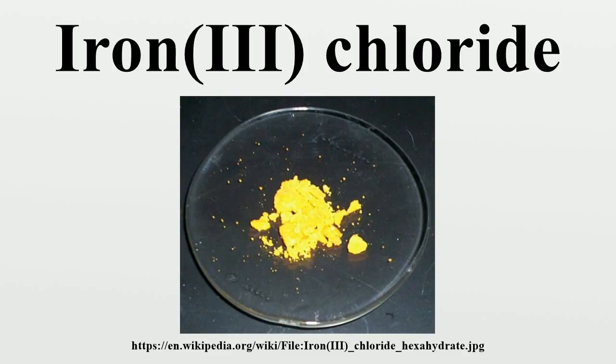Other carboxylate salts form complexes, e.g., citrate and tartrate. Oxidation. Iron chloride is a mild oxidizing agent. For example, it is capable of oxidizing copper(I) chloride to copper(II) chloride: FeCl3 plus CuCl gives FeCl2 plus CuCl2. It also reacts with iron to form iron(II) chloride: 2 FeCl3 plus Fe gives 3 FeCl2. Reducing agents such as hydrazine convert iron(III) chloride to complexes of iron(II).